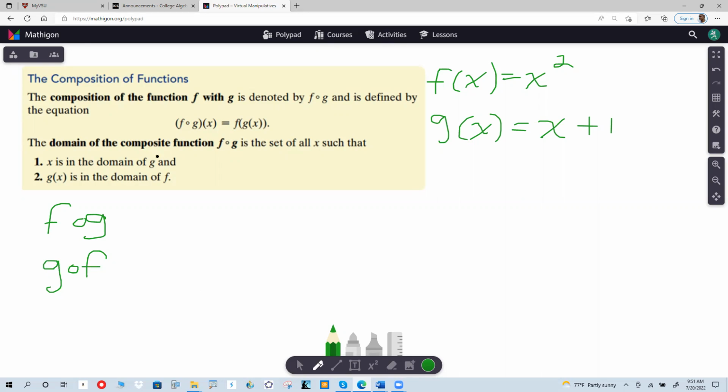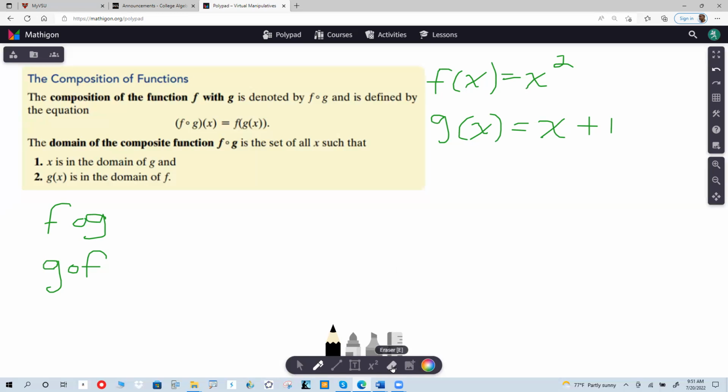Some people say composite, some people say composition, both are accepted. The point that I'm really trying to make is that it is not multiplication. When you see a big circle, you don't think it's multiplication. That's a different thing. You multiply the two functions, you're done. But this is called composition of functions. What does that really mean? Let me give you an example, then hopefully it'll make sense.